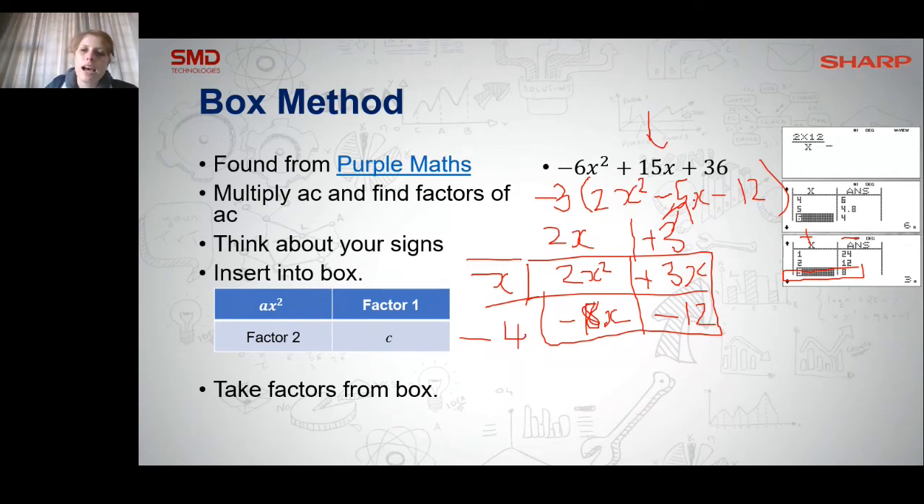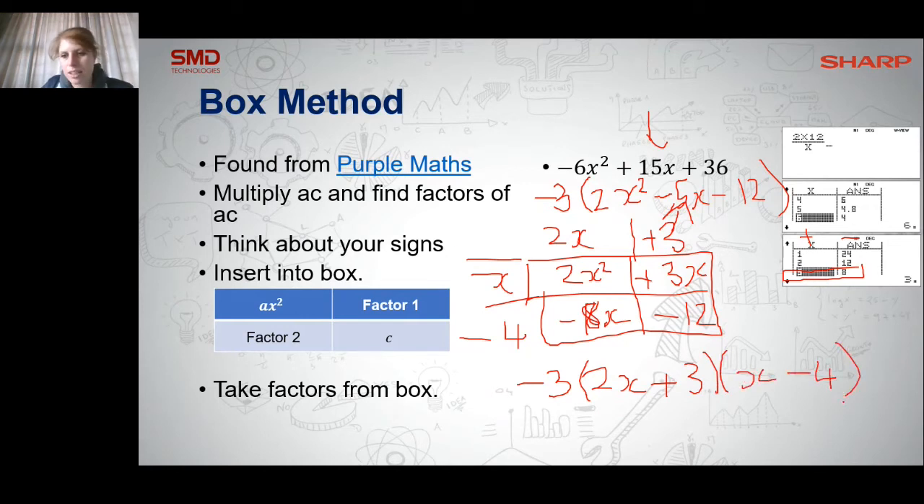Okay, so now we've got our brackets. So don't forget the highest common factor that you pulled out first. So we just write that down. And then here are our factors. So it's going to be 2x plus 3 and x minus 4. And that's it.